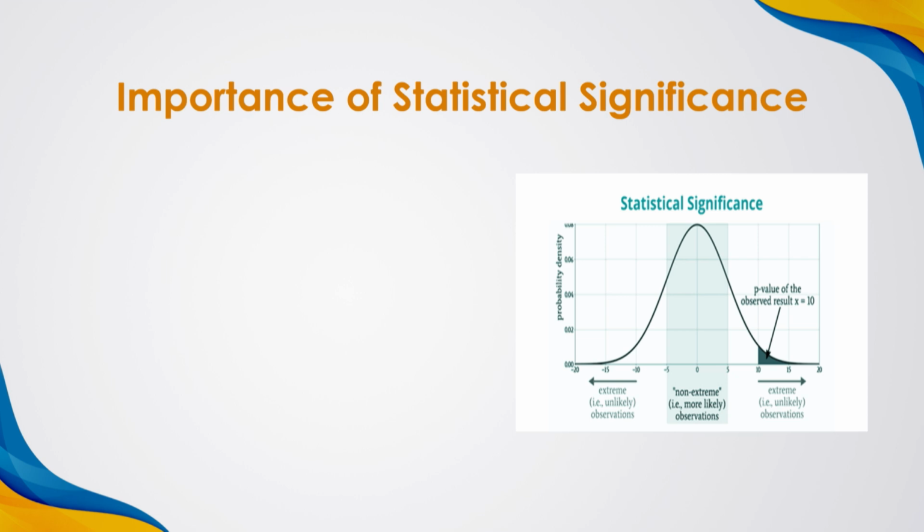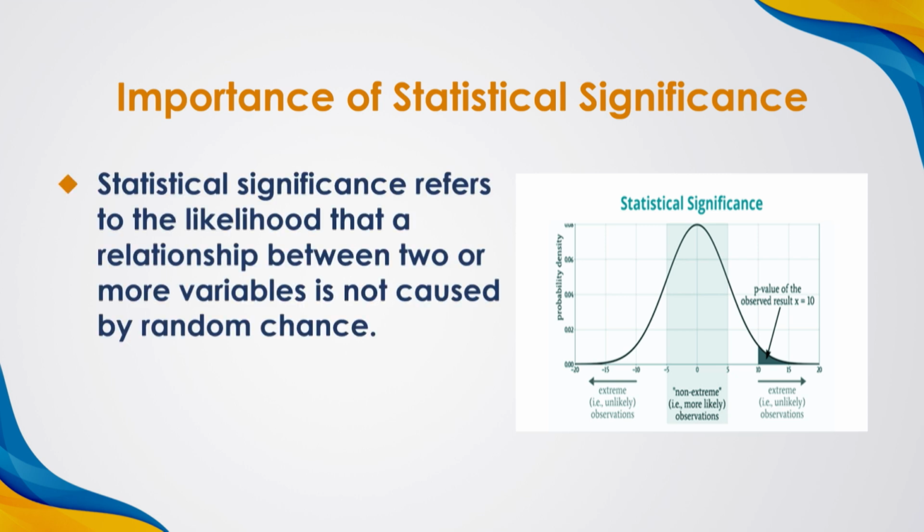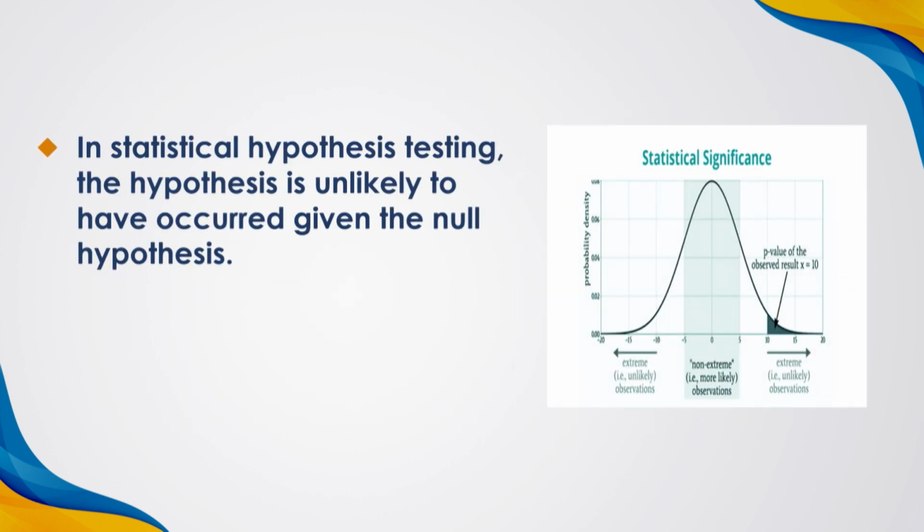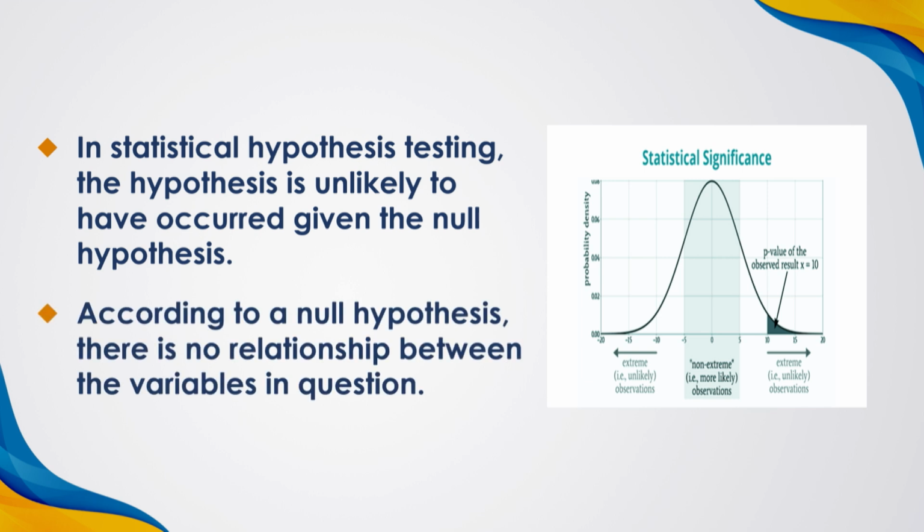Importance of statistical significance: it can be understood with the help of graphs. Statistical significance refers to the likelihood that a relationship between two or more variables is not caused by random chance. Its two main components are sample size and effect size. In statistical hypothesis testing, the result is unlikely to have occurred given the null hypothesis. According to the null hypothesis, there is no relationship between the variables in question.